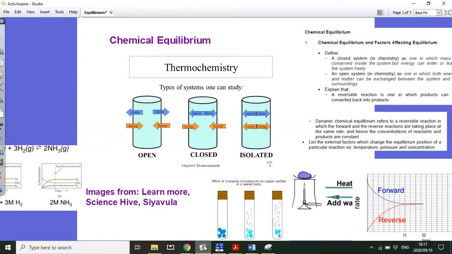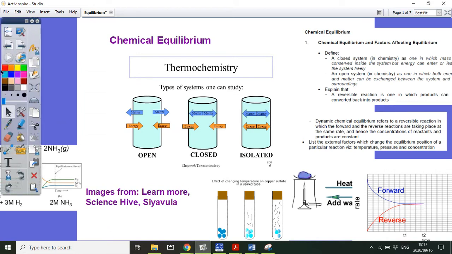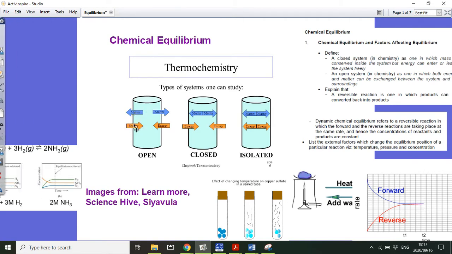The first thing you need to know about chemical equilibrium is what we mean by an open and a closed system. For an open system, it means particles can get in and out and energy can get in and out. If you look at this first diagram, you can see matter can go in and out and energy can go in and out. So this is a totally open system.